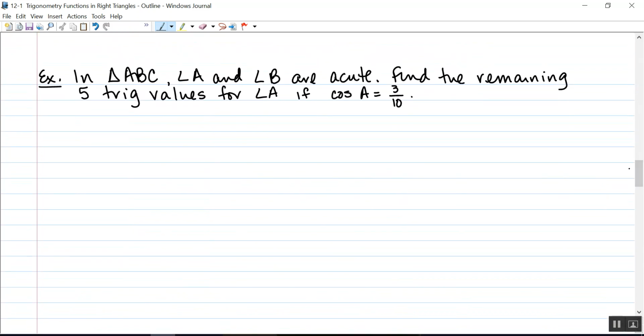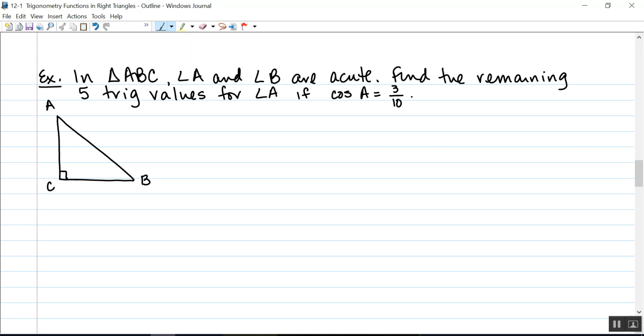Here's another example. In triangle ABC, angles A and B are acute, and find the remaining 5 trig values for angle A if the cosine of A is 3 over 10. I should have said specifically that this is referring to a right triangle. So let's do a sketch of a right triangle here. It doesn't have to be super accurate, but I do want to label the right angle, and I'm going to call that C. It doesn't matter which angle is A or B, they're the two acute angles.